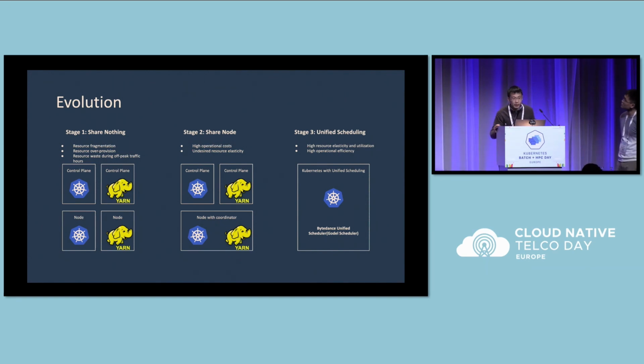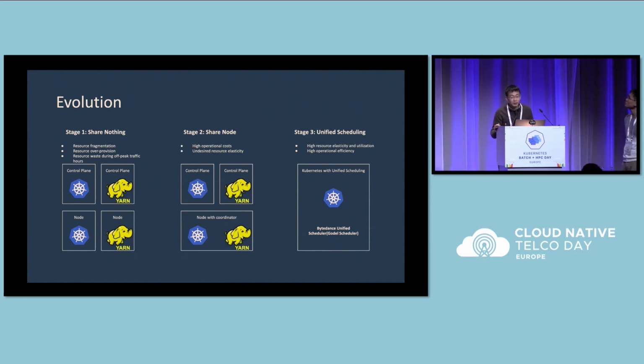So we come to stage 2. About 3 years later, we tried to share nodes between Hadoop Yarn and Kubernetes. To solve the conflicts, we developed a coordinator to solve the conflicts between Kubernetes and Hadoop Yarn. We deploy the agents of Kubernetes and Hadoop Yarn in the same node, and this coordinator allocates resources to the Kubernetes agent and also allocates resources to Hadoop Yarn.